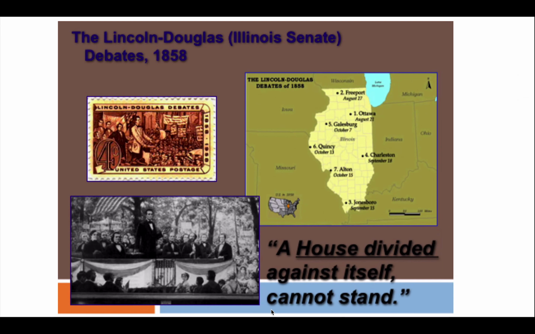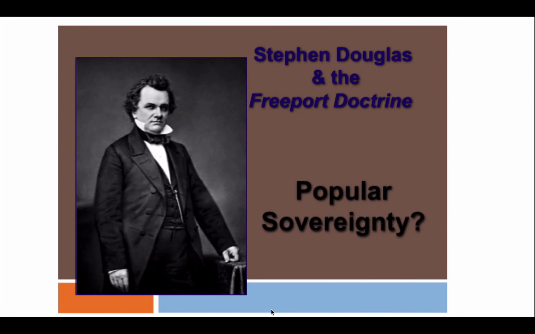Okay, the Lincoln-Douglas debates came to the forefront in 1858 and really put Abraham Lincoln on the map, even though he lost this Senate race, where he said a house divided against itself cannot stand. This is where Stephen Douglas and his Freeport Doctrine basically tried to sell the idea of popular sovereignty, of opening up these states to the possibility of freedom or slave.